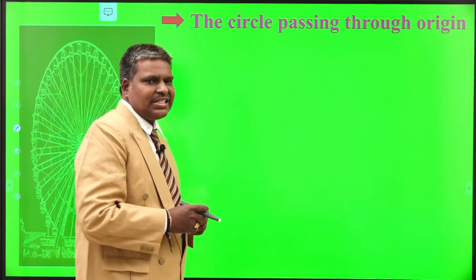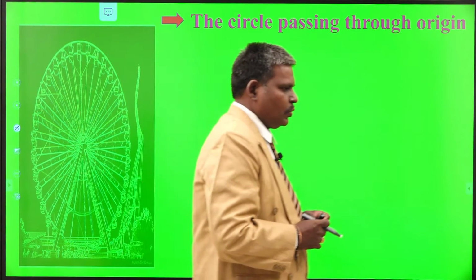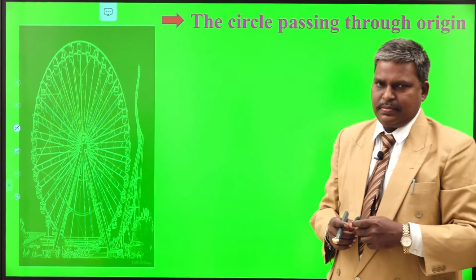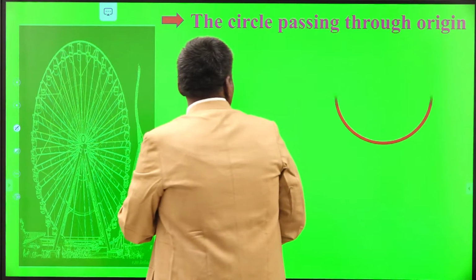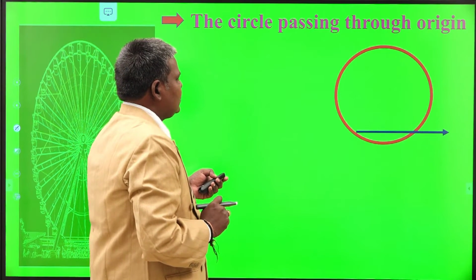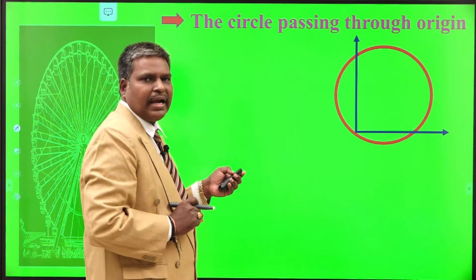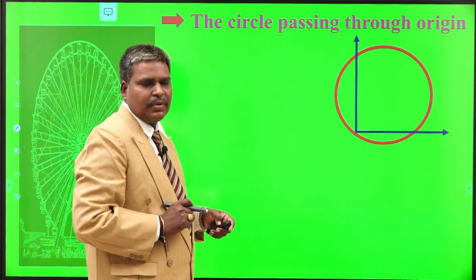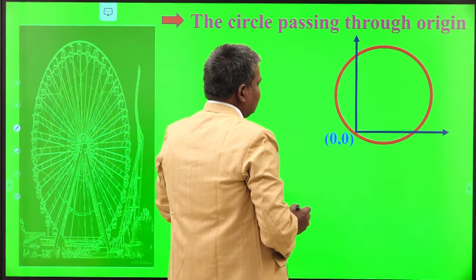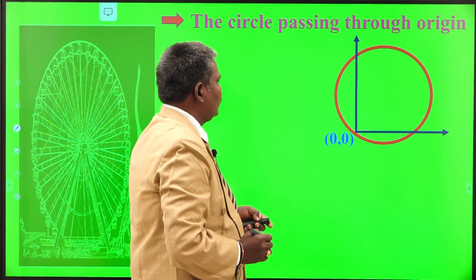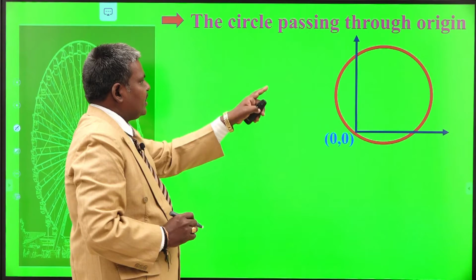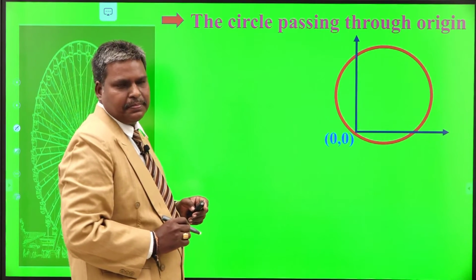The circle passing through the origin. We are going to see what the equation of a circle passing through the origin is. Let us see this one. This is your circle. This is the x-axis and y-axis as shown in the figure. What is the point of intersection of both axes? Origin. This is your origin. Now we have to find the equation of the circle that passes through the origin.